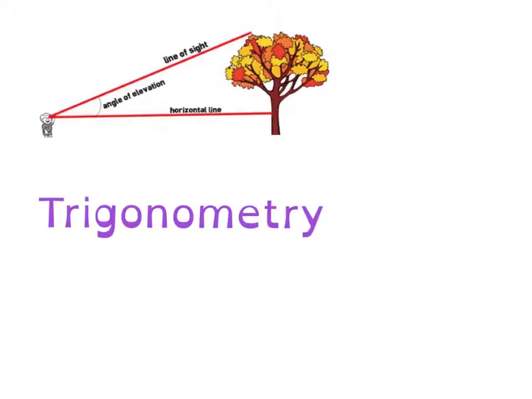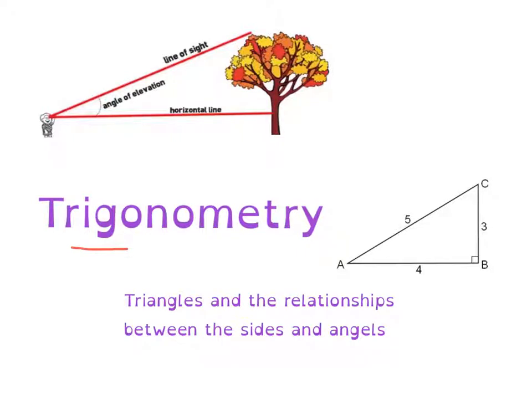Okay, so today we're looking at trigonometry, and the word trigonometry can sometimes be quite a scary thing. But please don't be worried, okay? Trigonometry is really just the study of triangles and the relationship between the sides and the angles. So the relationship maybe between this side and this angle, or this side and this angle, or this side and this angle. And that's essentially what trigonometry is.